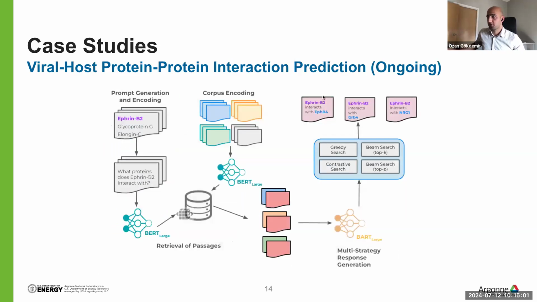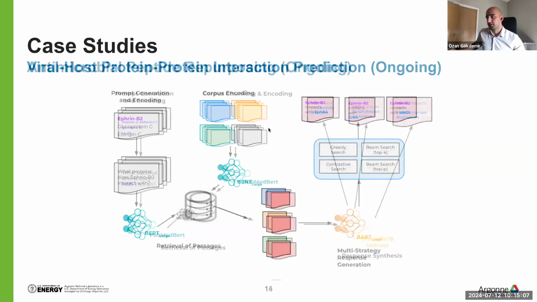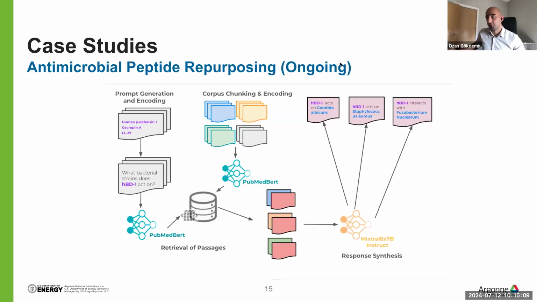The same way we were looking into antimicrobial. So this is the hypothesis generation part. We were also looking at antimicrobial peptide repurposing. We generate a bunch of prompts from a set of antimicrobial peptides we were interested in. We asked the model what bacterial strains does, say, HBD1 act on, encode it, retrieve chunks, combine them with the question, which is red here, and each retrieved chunk from the corpus goes into an LLM. The LLM generates a bunch of hypotheses.